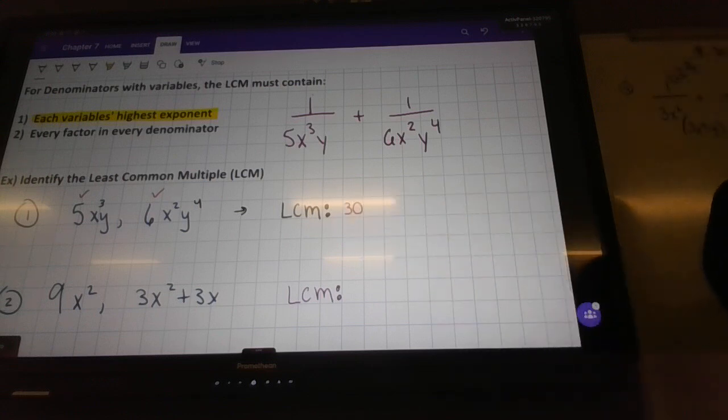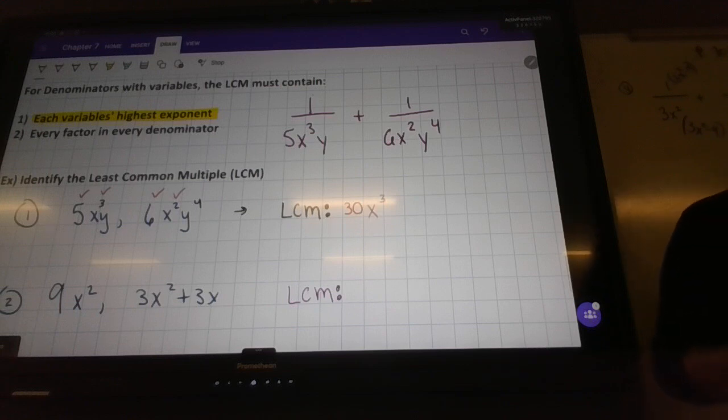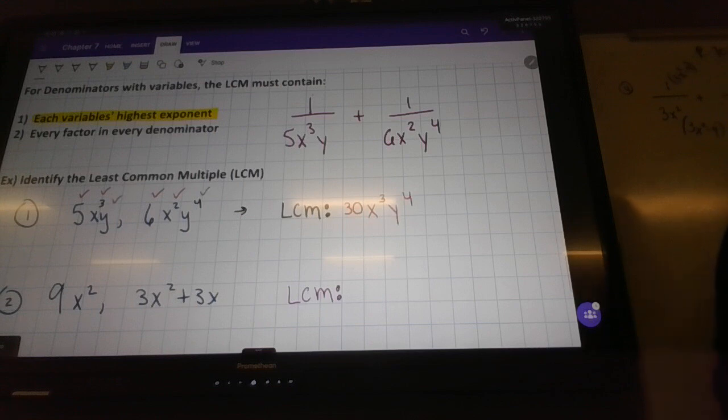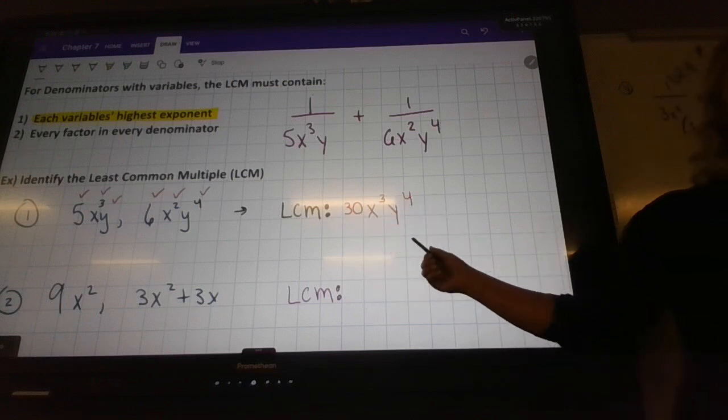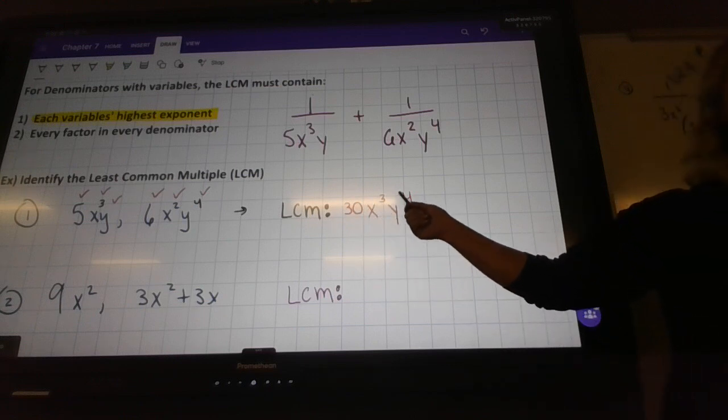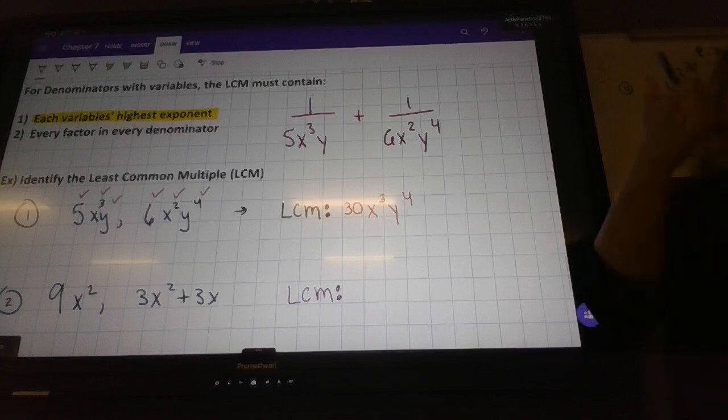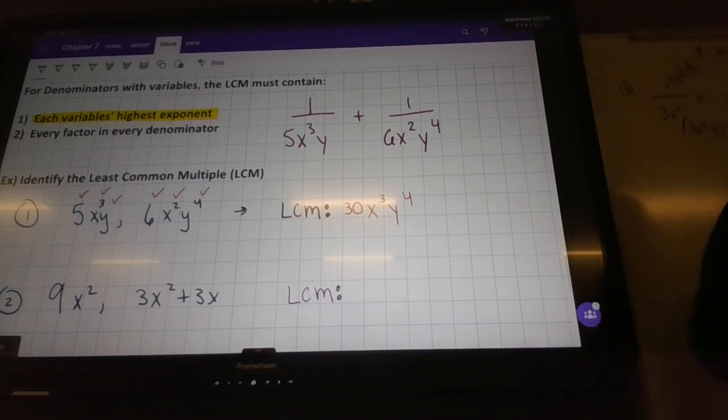And then I have to look at the x's. We have x to the third and x squared, so I pick the highest exponent, x to the third. And then I look at the y's. I have y to the first and y to the fourth. I'll pick the highest exponent, y to the fourth. So the least common multiple between those two expressions is 30, x to the third, y to the fourth. It's a high number and high exponent.